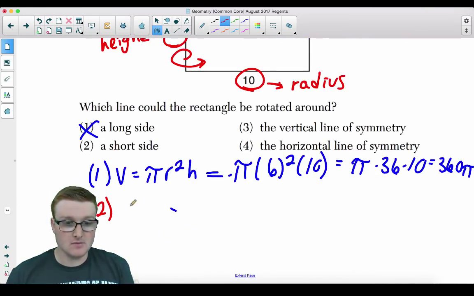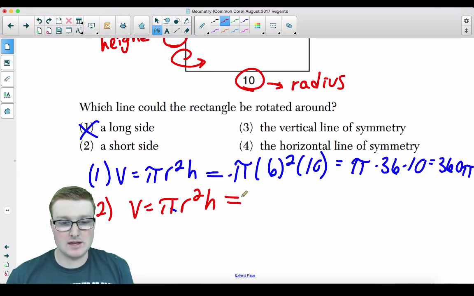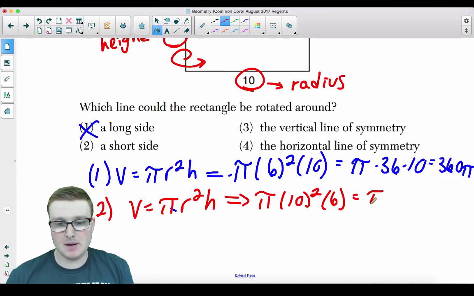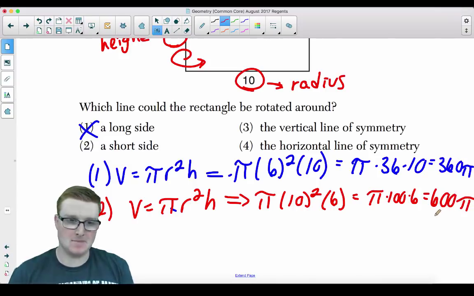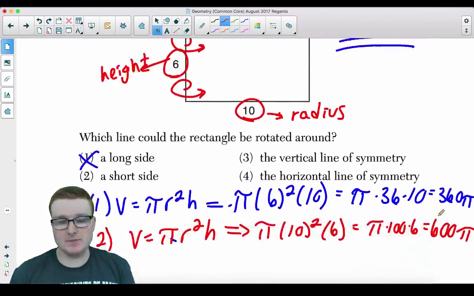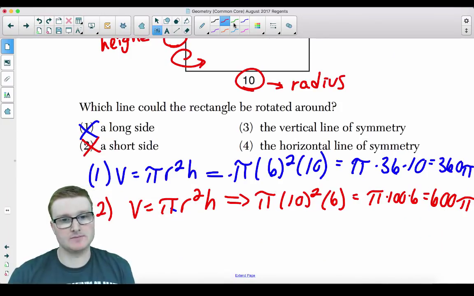So, volume equals pi r squared times the height. That will give you pi. The radius is 10, square it, times the height of 6. That will give you pi times 100 times 6. That will give you an answer of 600 pi. That is not 150 pi, so that can't work.